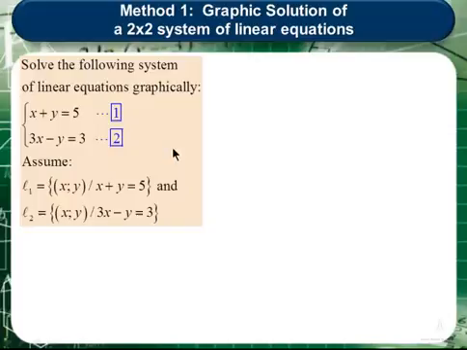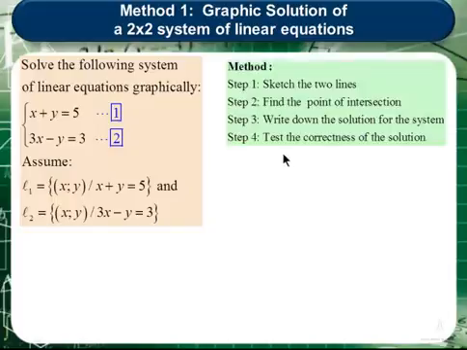Once you have graphed this, and hopefully all of you can graph a linear equation or a linear function, then we have a method where we can solve. Sketch the 2 lines, find the point of intersection of the 2 lines, and write down the solution for the system, because that point of intersection will represent the solution for such a 2 by 2 system. Then, of course, test the correctness of the solution by substituting the values for x and y that correspond to the point of intersection into both equations independently, and check that they satisfy both these equations.